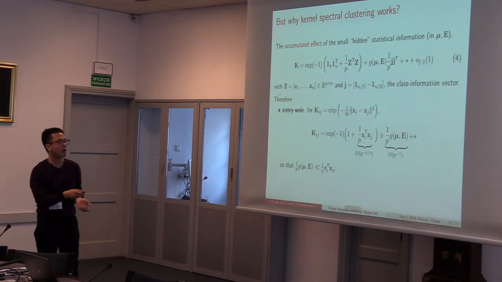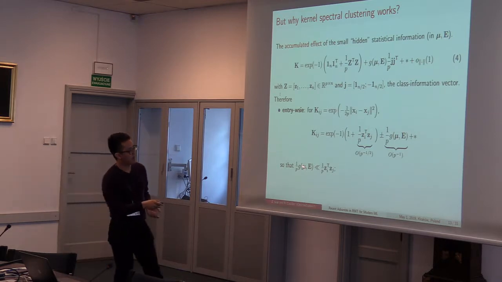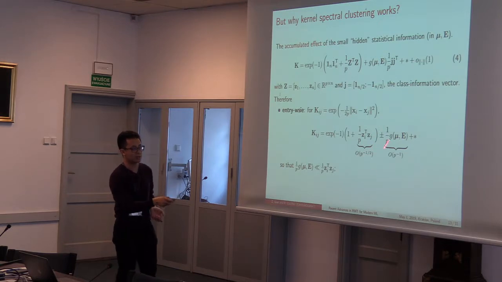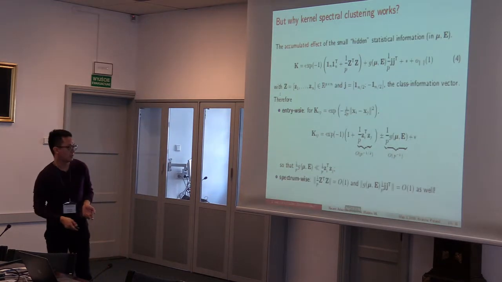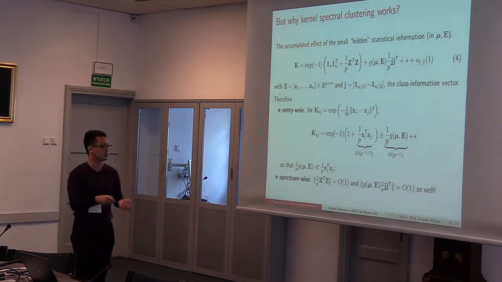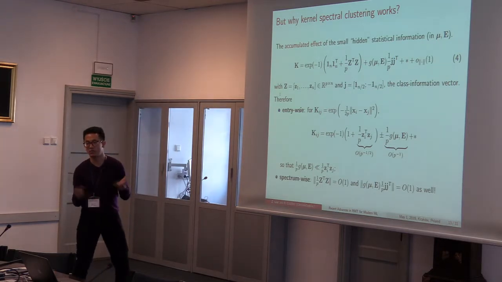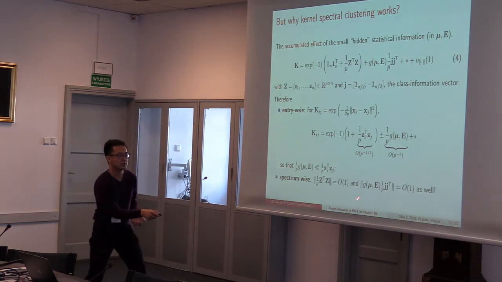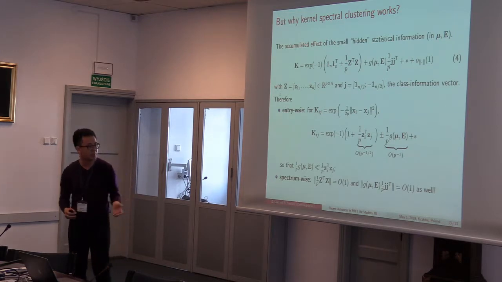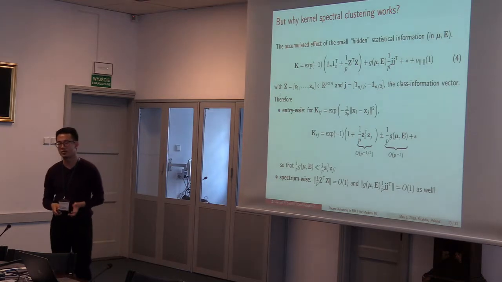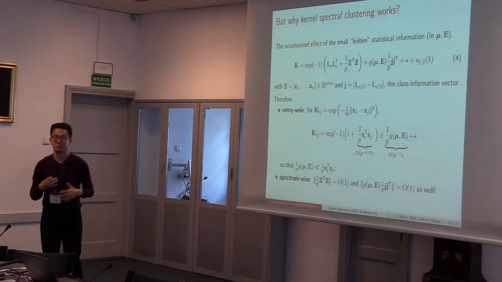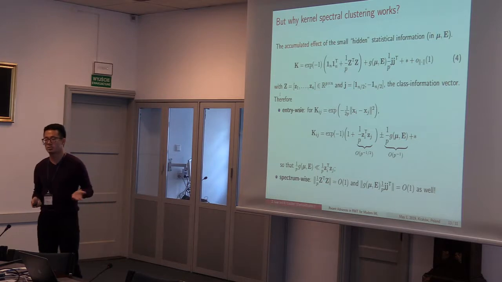Briefly, entry-wise, we have this expression: some constant term plus random noise plus information terms, and this information is super small entry-wise, but not spectrally. And we see that spectrum-wise, we have the Marchenko-Pastur term, which is of order 1, and we also have this informative term that is repeated everywhere as a low rank structure, so it's also of order 1. So that's why we really observe that it works for large dimensional data.